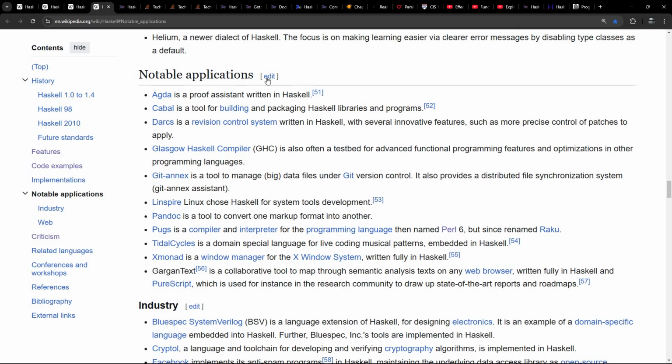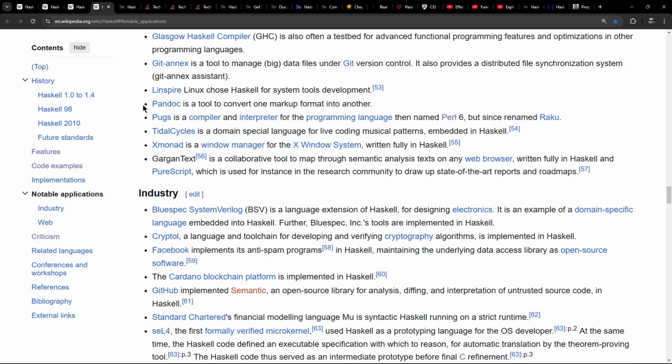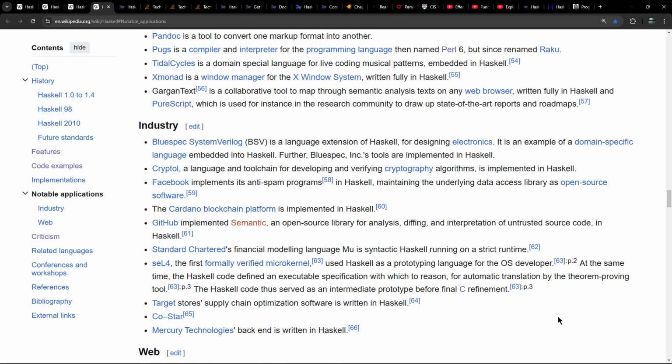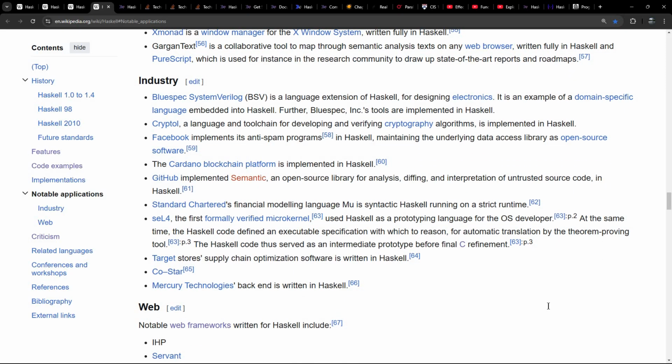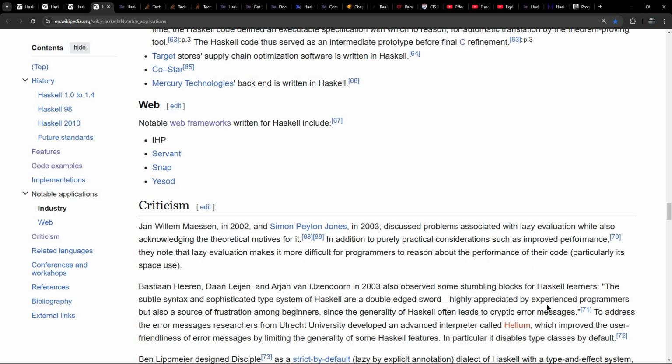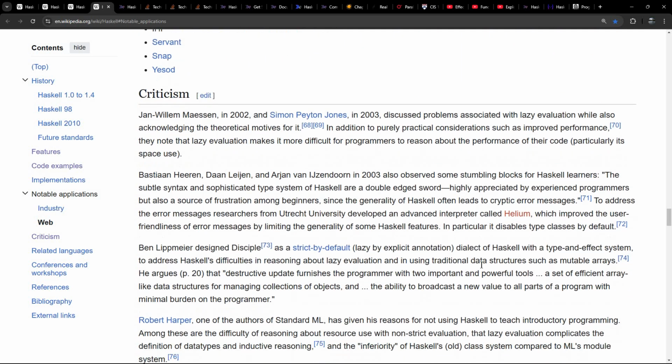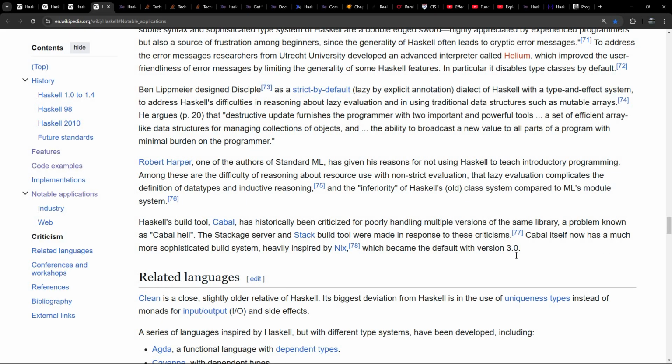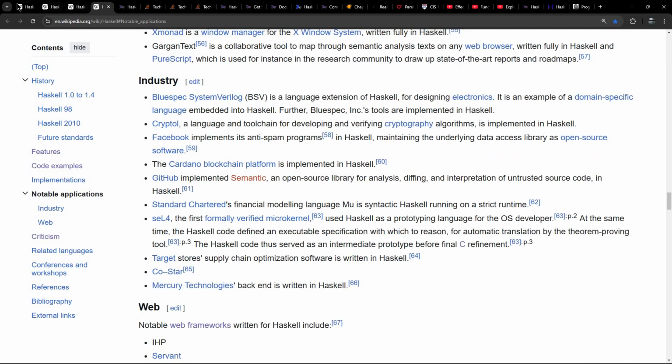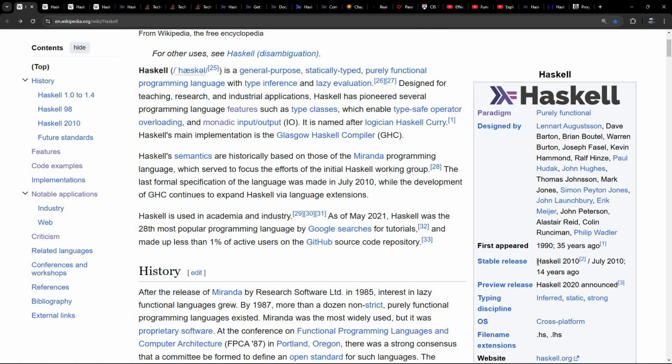And you can see here on the Wikipedia article a number of notable applications, a list of where it's used or has been used in industry, on the web, those sort of things. As with all languages, there's a number of criticisms for it. One thing I noticed with the language, if you look here, is that there's been a stable release for quite a number of years. So if that's something you really like in a language, where once they've got to a certain point it's not messed with too much, then that's one reason you might want to learn it.